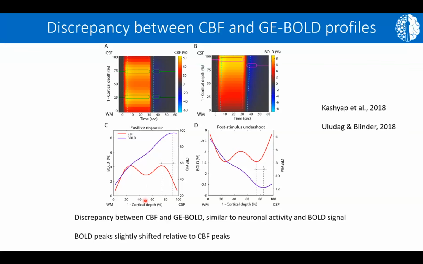Now, there's one interesting finding which I want to point out, which I myself did not appreciate too much: if you look at the peak of the blood flow, it's around, let's say, 70% of the depth. Whereas if you look at this faint peak of the gradient echo, it is at 90%.